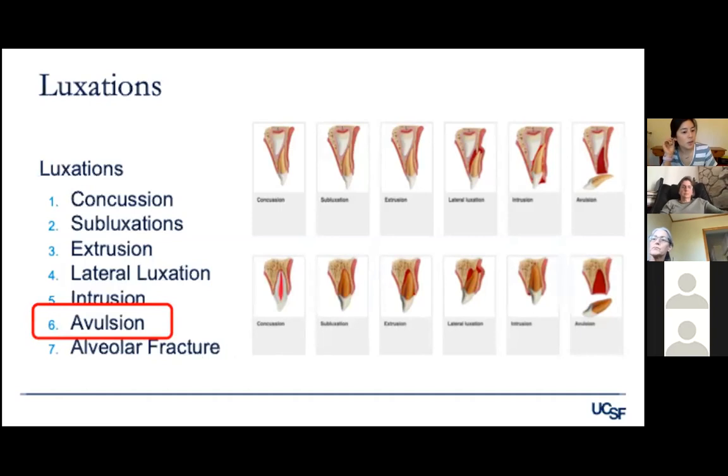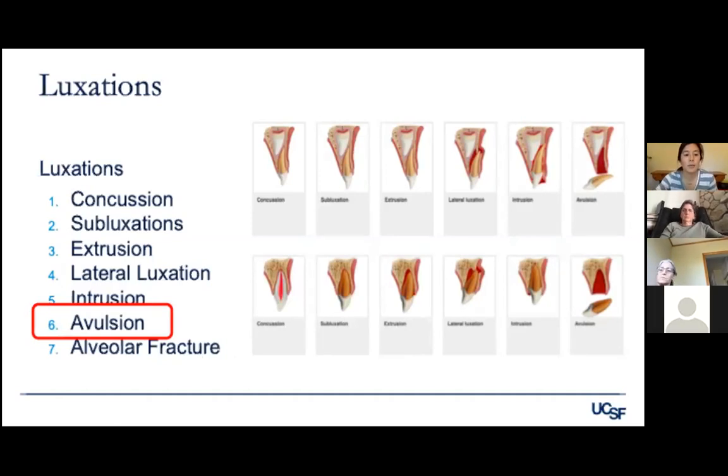Avulsions is something that we're going to focus on a little later because these will require initial treatment by the ED, and we can do a better job of expediting treatment for these patients when they come in.